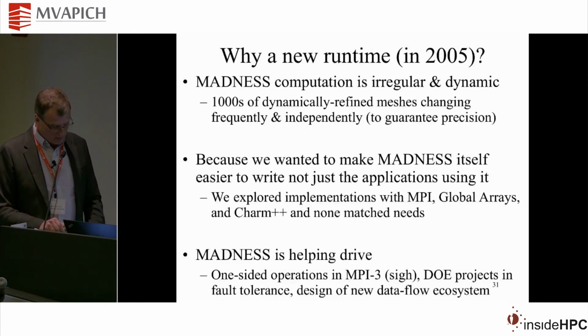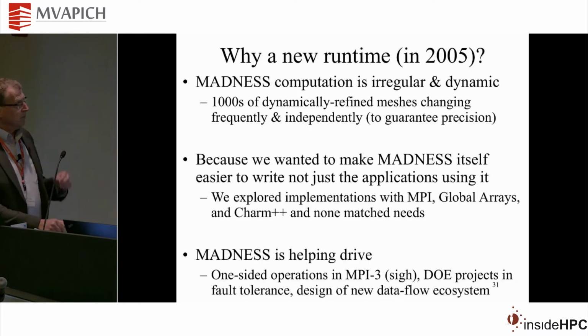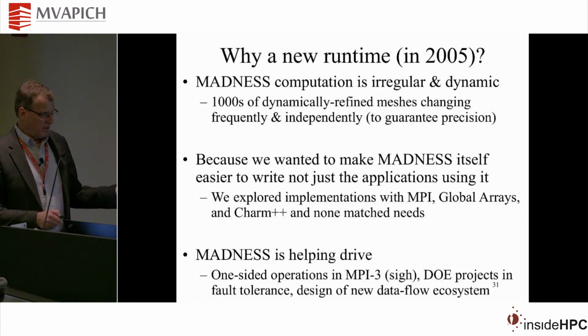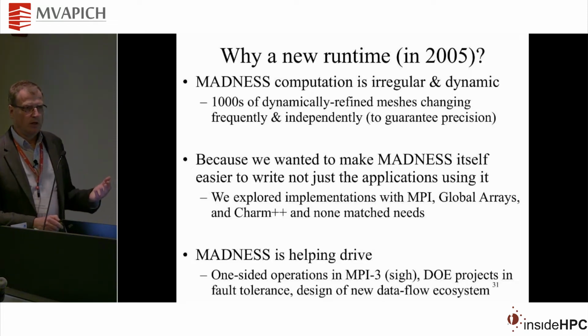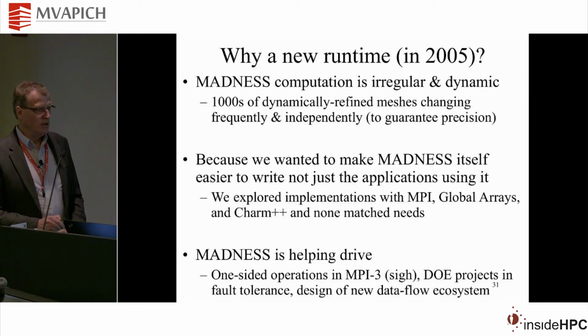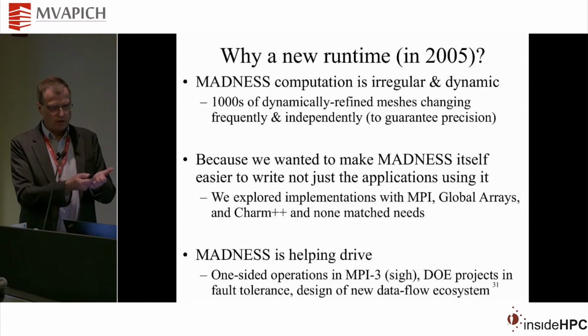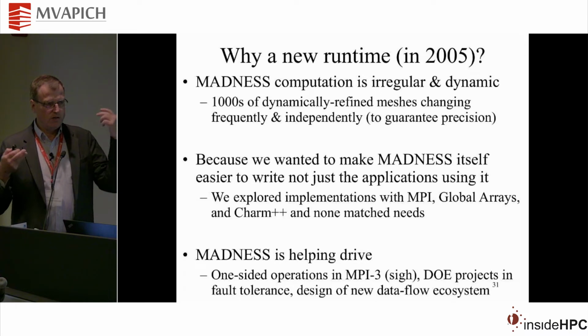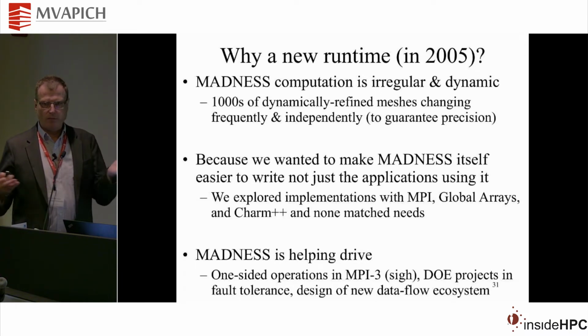So I'm going to skip over that. I already mentioned why this new runtime was instantiated. Basically, because we were trying to support this very dynamic computation where every single operation on a function would essentially lead to a new grid. So we don't have a single grid on which all quantities are tabulated at every grid point. We actually have, for each function we're interested in, a separate grid.